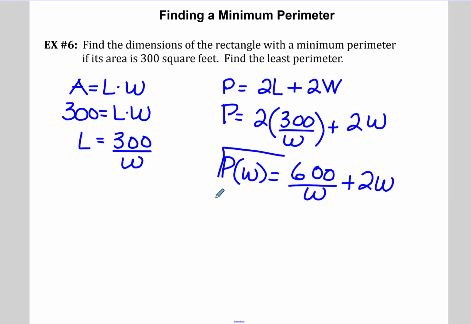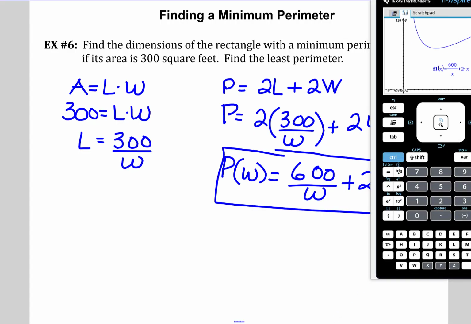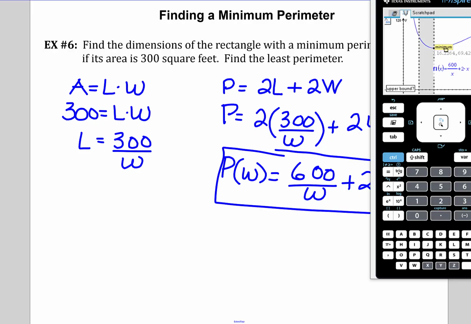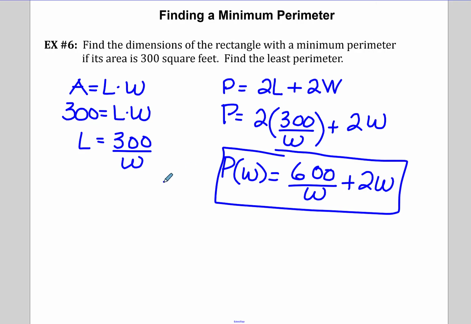So I'm going to take that function, go to my calculator, graph that 600 divided by x plus 2 times x, and then we're going to use the feature on the calculator to find the minimum value. And our minimum is 17.32 and 69.28. So what does that tell us? You could draw a little sketch of that here if you wanted.